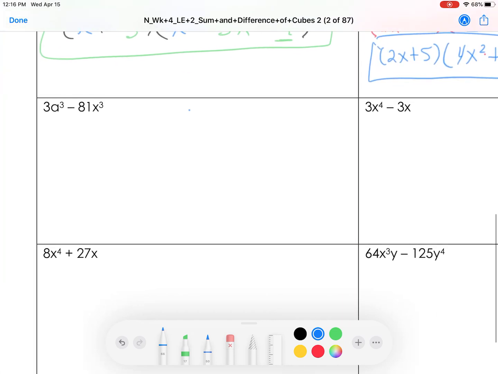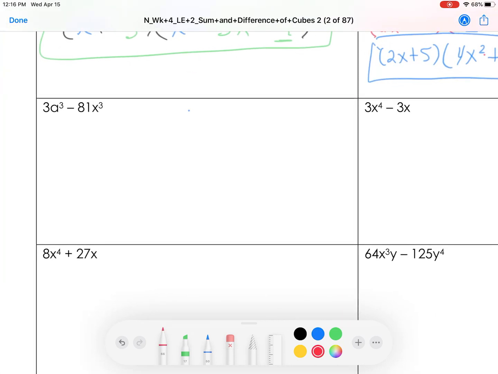Next problem is a difference of cubes. So our formula in this case is going to be that a cubed minus b cubed is equal to a minus b times a squared plus ab plus b squared. So this first term is not a perfect cube, right? 3a to the third. 3 is not anything being cubed.